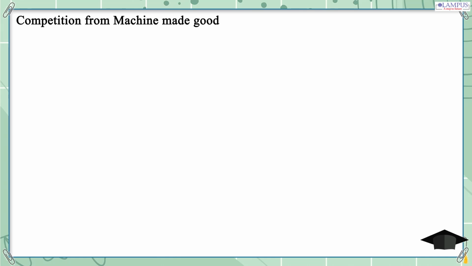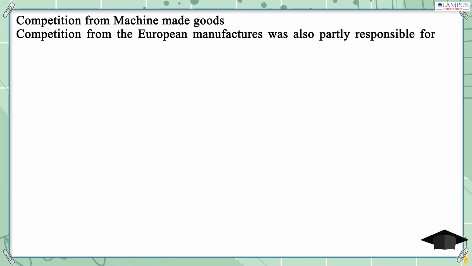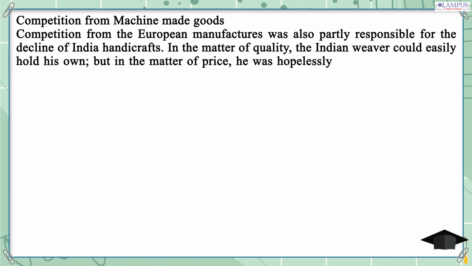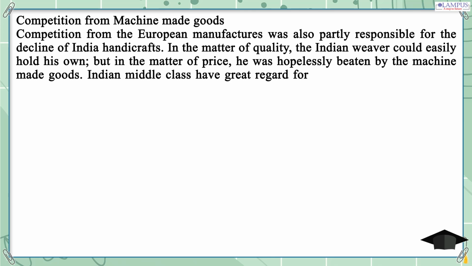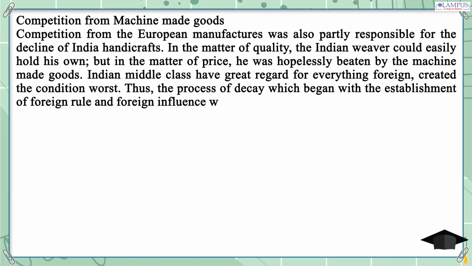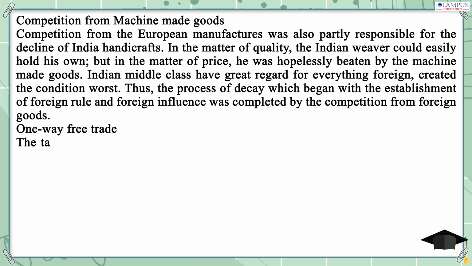Competition from machine-made goods. Competition from the European manufacturers was also partly responsible for the decline of Indian handicrafts. In the matter of quality, the Indian weaver could easily hold his own, but in the matter of price, he was hopelessly beaten by the machine-made goods. The Indian middle class had great regard for everything foreign, which made the condition worse. Thus, the process of decay which began with the establishment of foreign rule and foreign influence was completed by the competition from foreign goods.